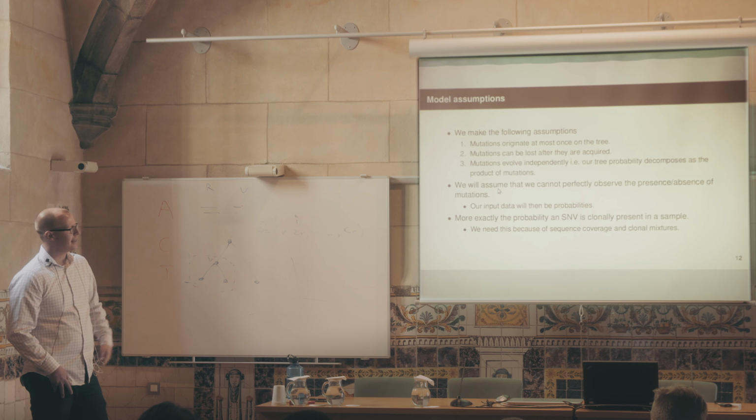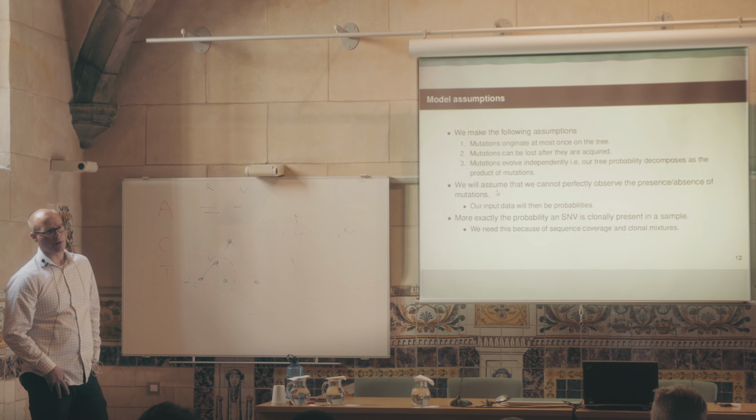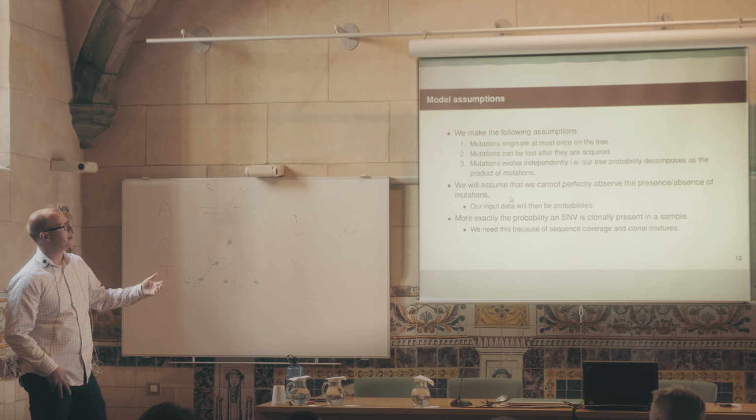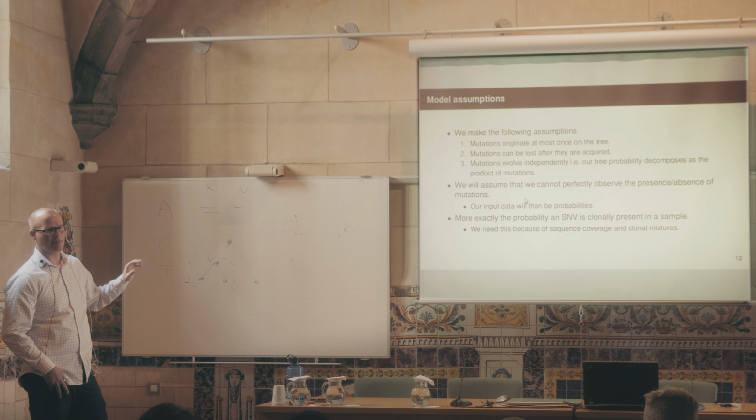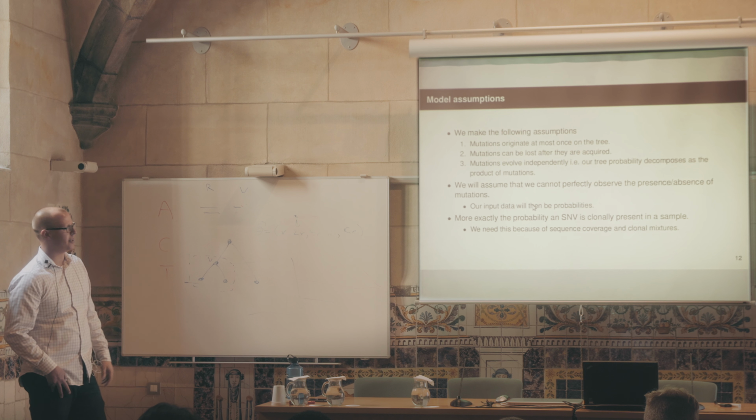One thing, and this comes back to the point about the 0-1 probabilities for initializing the recursion: we're not going to assume that we can perfectly observe the data, right? So we have noisy measures of presence-absence. Our input matrix won't actually be a 0-1 character matrix. It'll be a matrix of probabilities of presence, and in fact, more formally, clonal presence of the mutation.